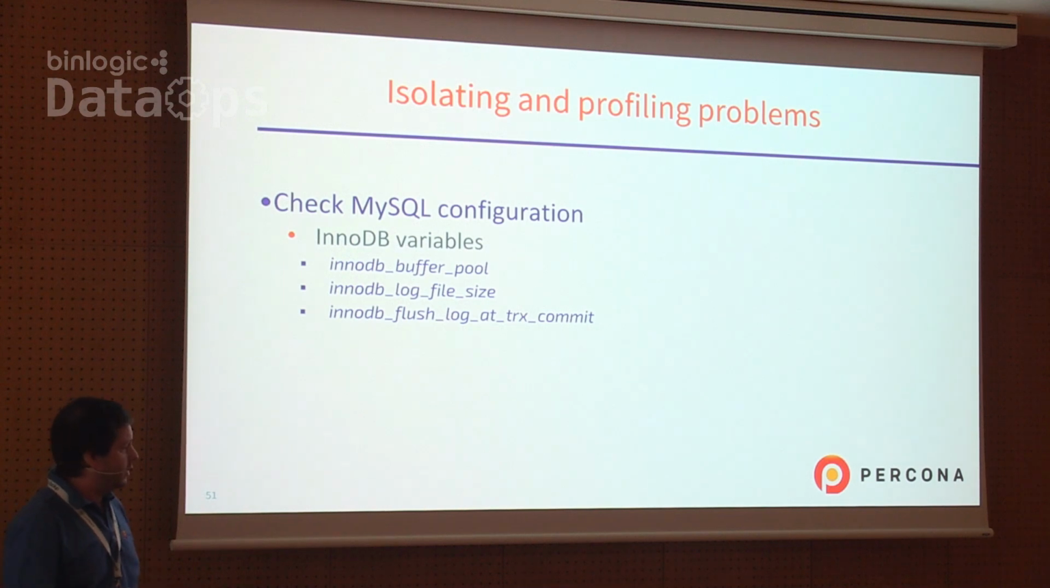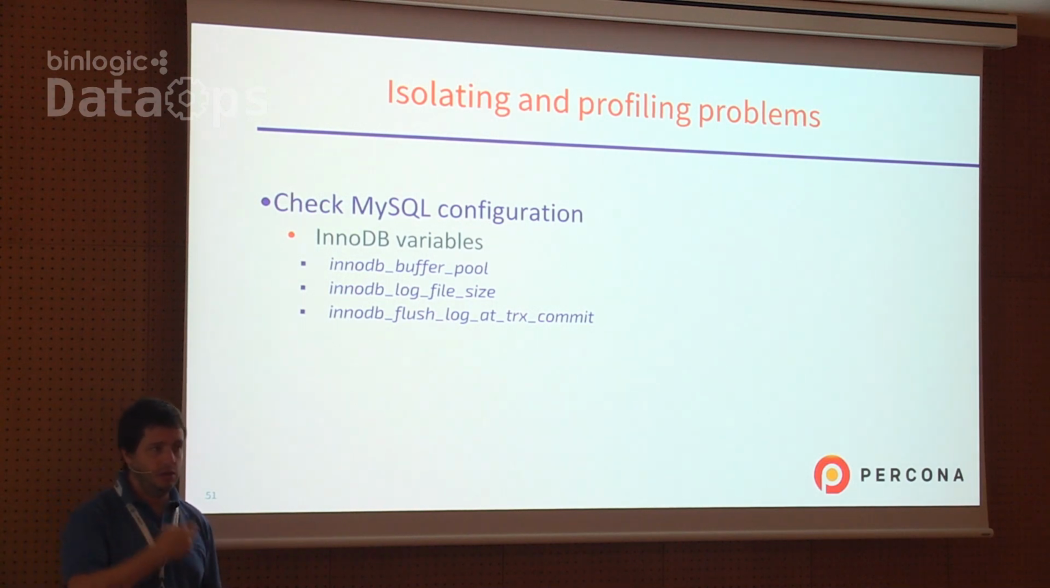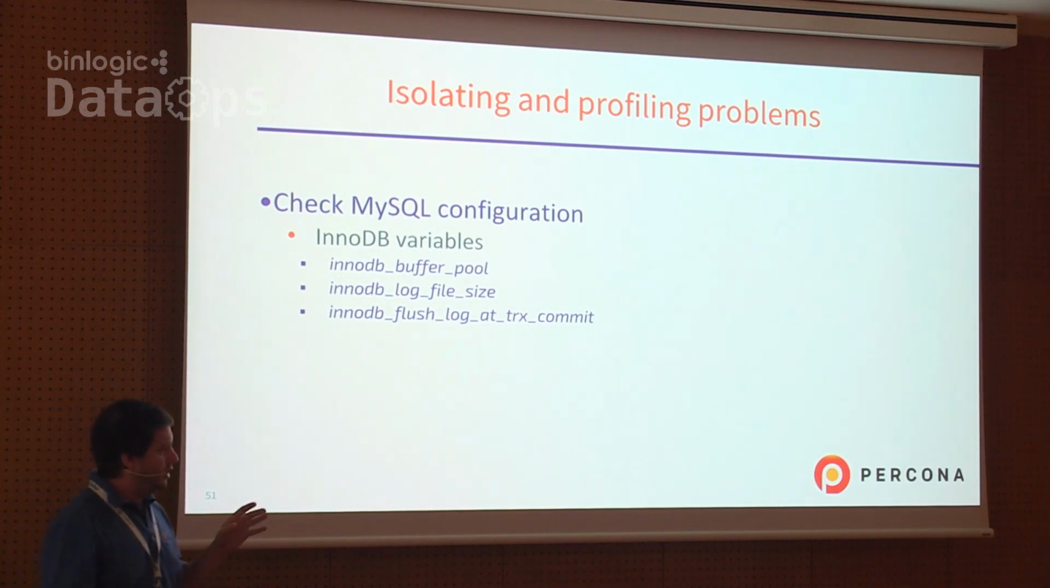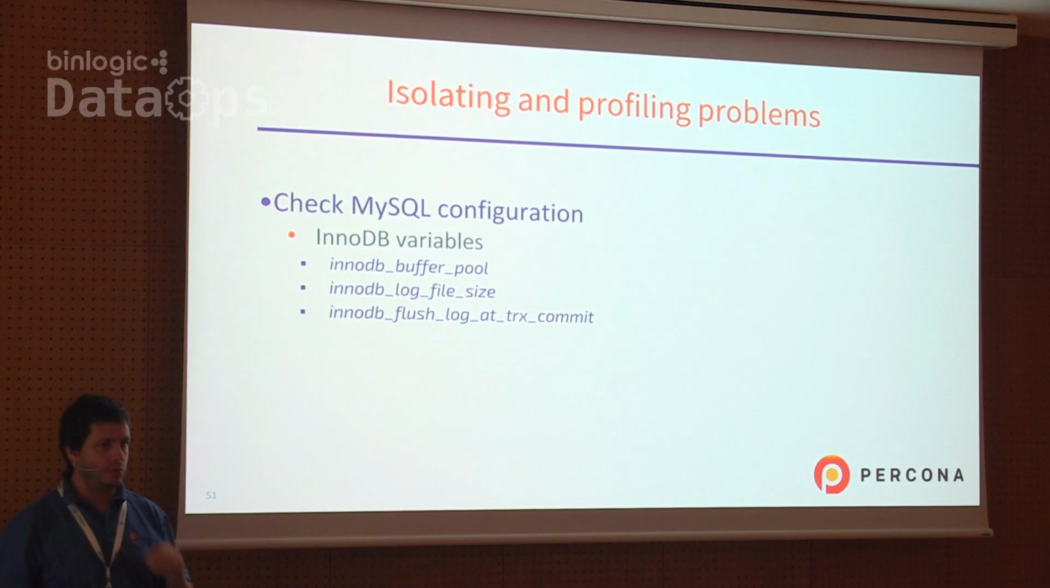Flush log at transaction commit. Anyone familiar with this variable? Okay. This variable instructs InnoDB when to force a commit, to flush changes to disk during commit times. By default, it says that every time you run a commit, InnoDB will force a flush to disk, which is good for consistency, but it's not good for performance.